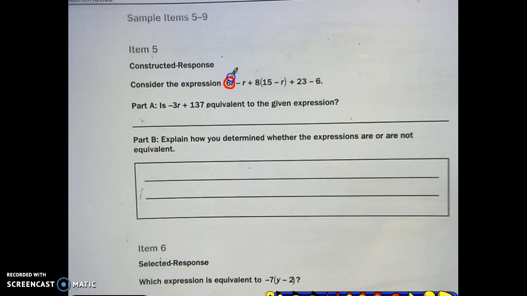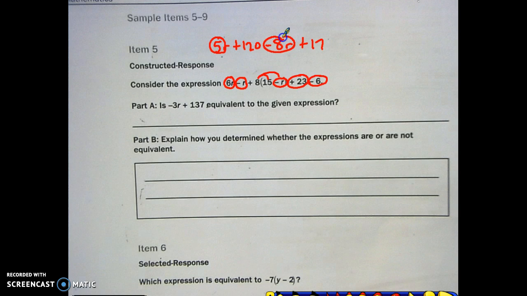6r plus negative r, or 6r minus r, that's 5r. 8 times 15 is 120. 8 times negative r is negative 8r. And 23 minus 6 is 17. I can still combine like terms. My r terms are 5r and negative 8r. The signs are different, so when I combine them, I'm going to wind up subtracting.